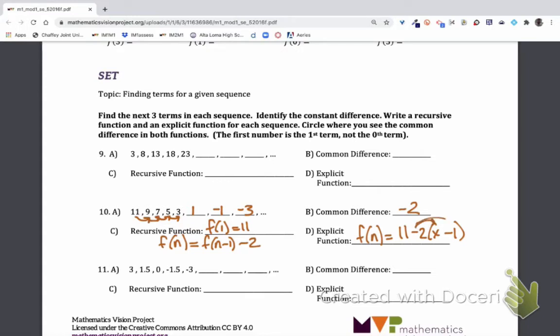So I can take that -2 and distribute it in. So 11 minus 2x plus 2. We should have f of n equals -2x plus 13. This one's a little bit tricky because of the minus. So if all you do is leave it in the unsimplified format, perfectly fine for now. Just something to consider as we go through, that we're going to want a nice, concise formula to follow.